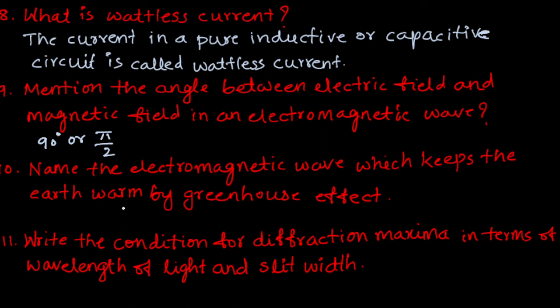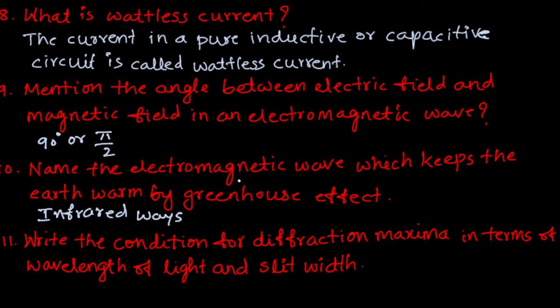Name the electromagnetic wave which keeps the earth warm. The answer is: which electromagnetic wave is responsible for the warmth of the earth? Infrared waves. Okay. Here is what happens when the sunlight falls on the earth?